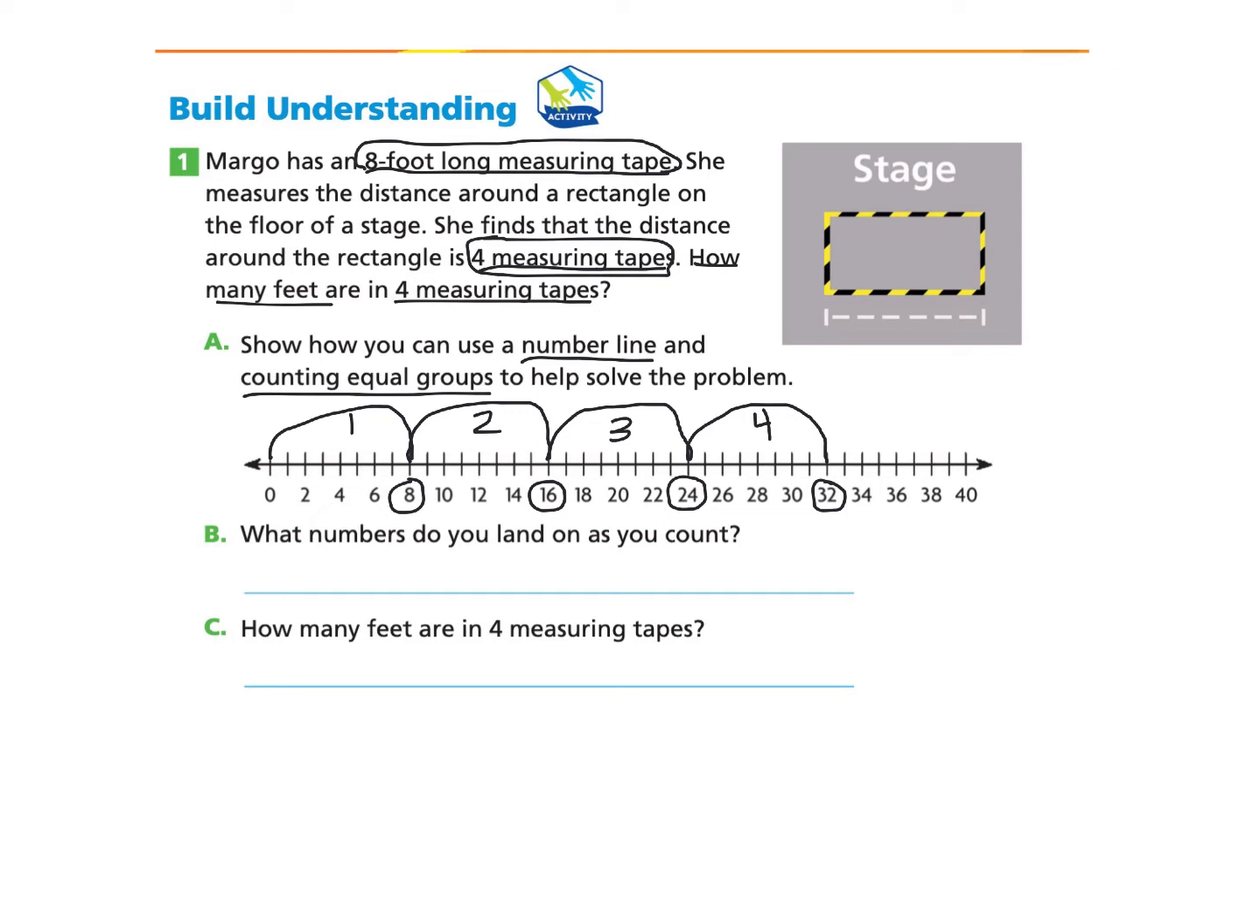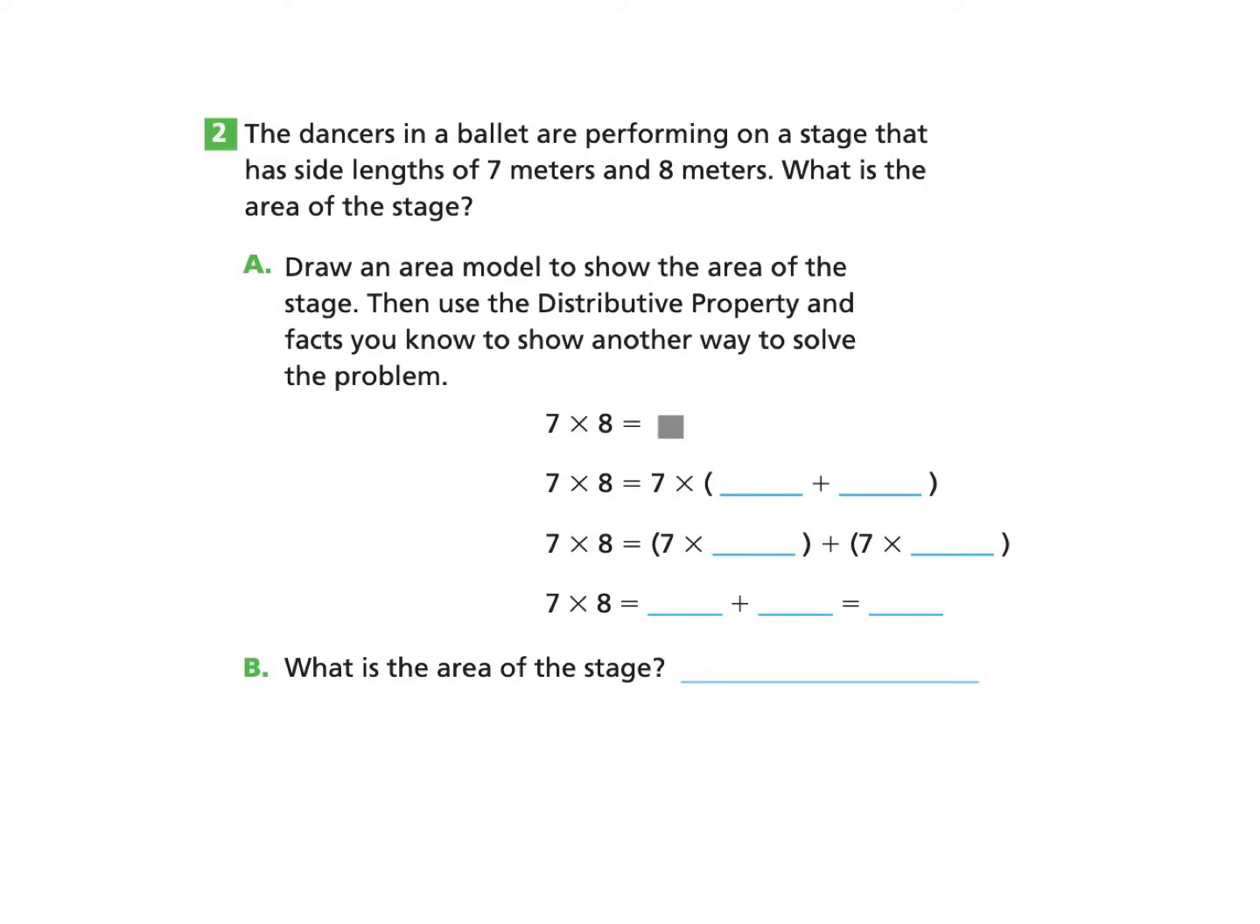Part B, what numbers did you land on as you count? Well, we circled those, so you can write them in here with me. These are the numbers. And then our final number where we landed, how many feet are in 4 measuring tapes? There are 32 feet.